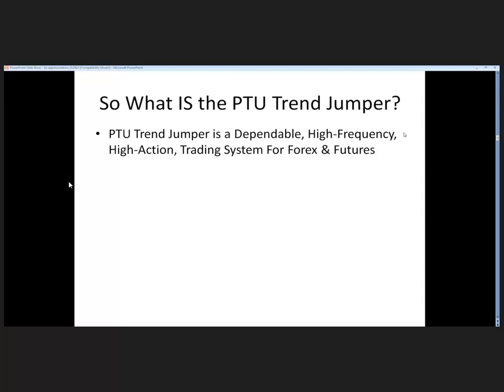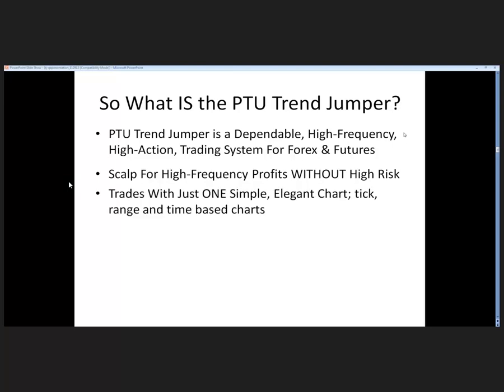It's how I present it, what's happening live, and it just continues to do what it does, which is get a lot of really great trades, basically, a lot of high frequency, high action trades, both for Forex and futures. And it's been called a scalping strategy too, mainly because a lot of the trades are scalp trades, but the way they're set up is that you could scalp without a lot of the high risk that is often associated with scalping.